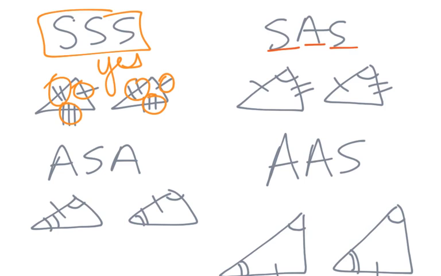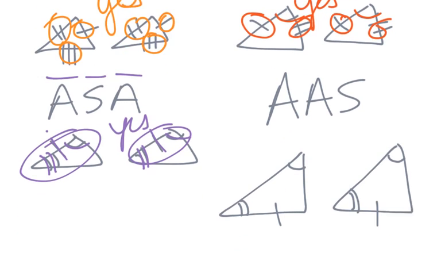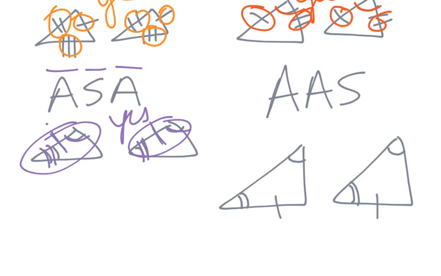We have side, angle, side. Or if we have two sides and the angle in between of two triangles and they're the corresponding pieces and they're congruent, then those are congruent. If we have angle, side, angle, so two angles and the side in between, then yes, those are congruent of two triangles if they're the corresponding pieces. And so our final one is what we call angle, angle, side.